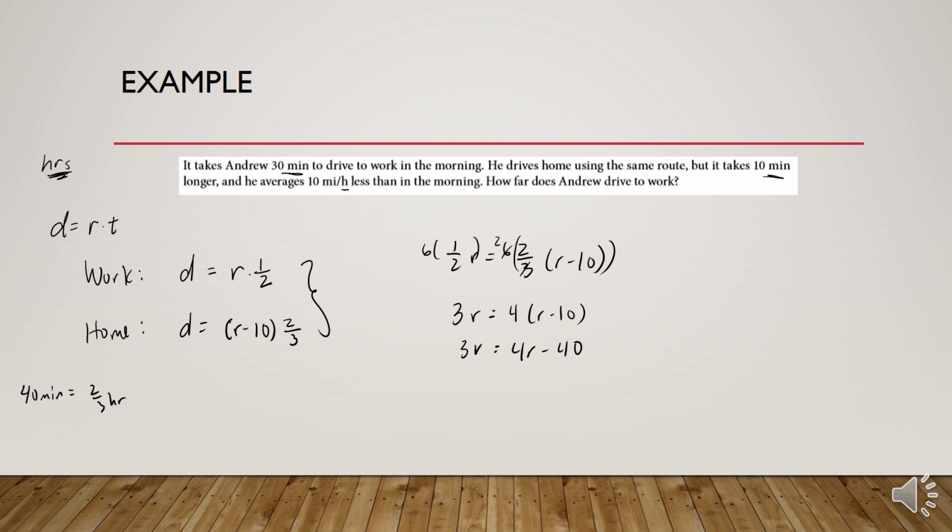I'll move the 3r over to the other side, and at the same time, I'll move the negative 40 over to the other side. So 40 equals r. So it looks like he's driving 40 miles to and from work.